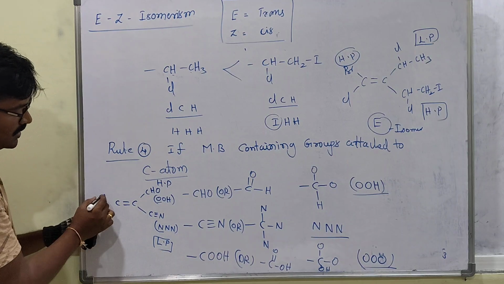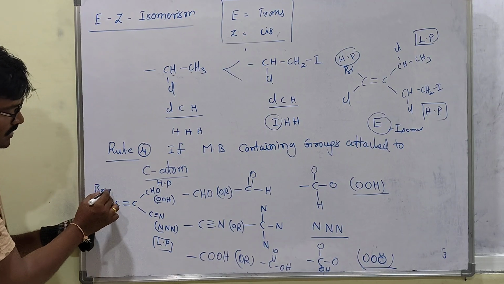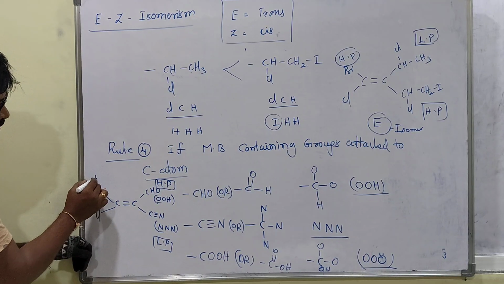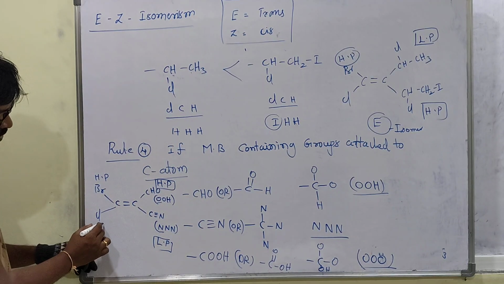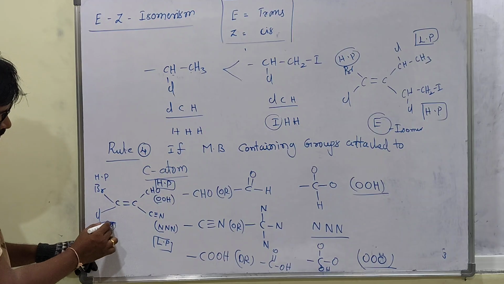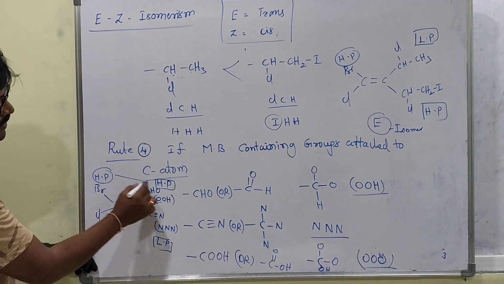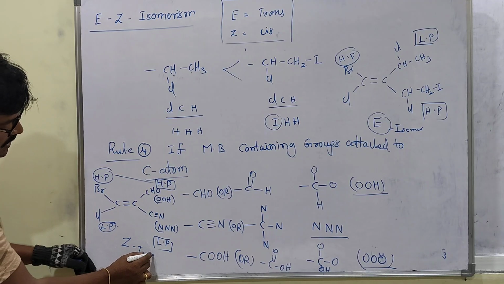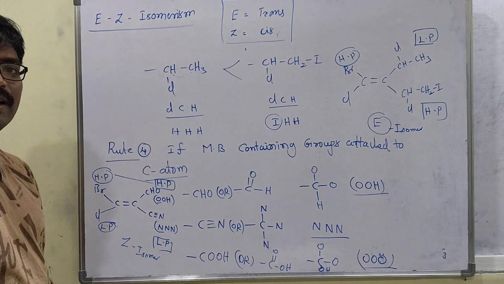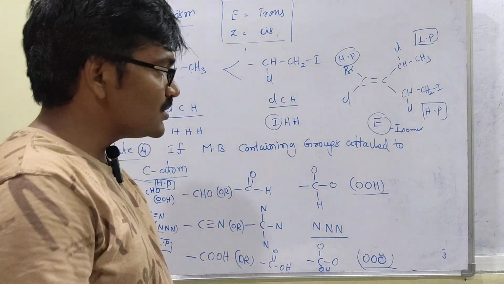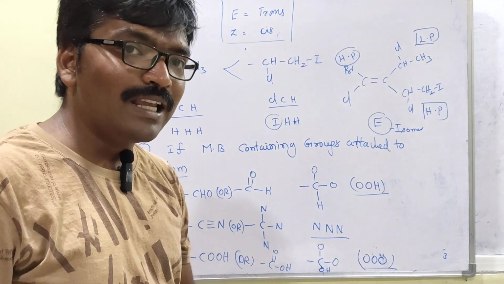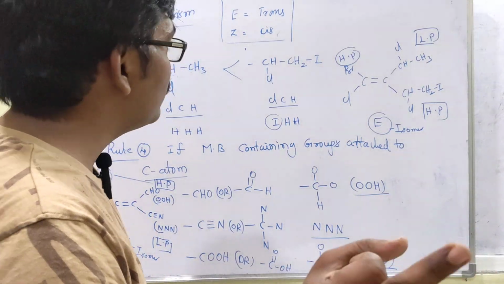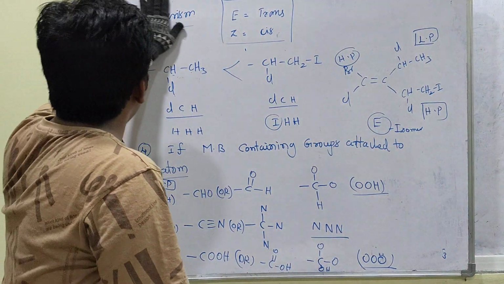Understand, my dear students? In case bromine is attached here and chlorine is attached there, bromine is the higher priority, chlorine is the lower priority. So if the higher priorities are on the same side, then we call it the Z isomer. Okay, right. Now based on these rules, I will give some examples. Then you have to understand which is the Z isomer and which is the E isomer.